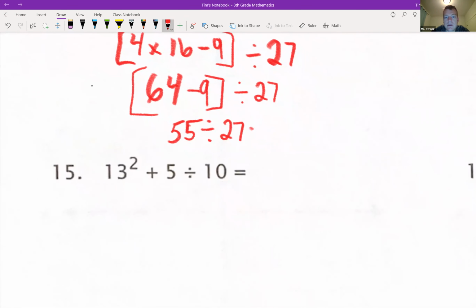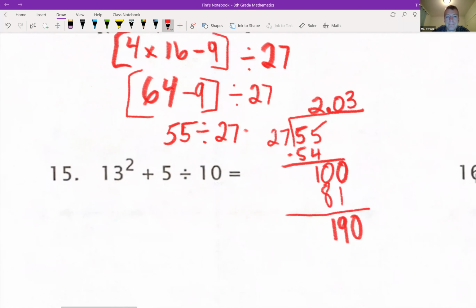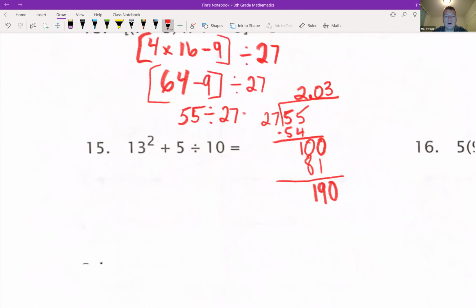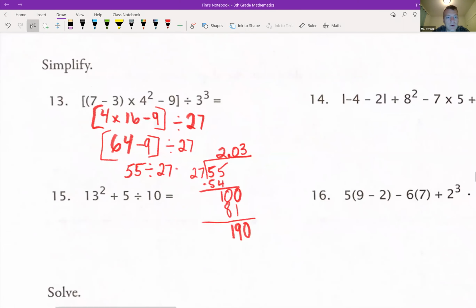If we go off to the side here, 55 divided by 27. Well, 27 times 2 is 54. Bring down your 0. 27 goes into 10 0 times, but it goes into 100 3 times. 3 times 7 is 21. That's 81, and that is going to be 19. Bring down your 0. And it's just going to keep going on and on like this, so you can just leave your answer like this. So just remember, order of operations: you need to do inside first, parentheses, exponents, multiplication, division, addition, and then subtraction. Okay, let's look at the rest of these real quick.